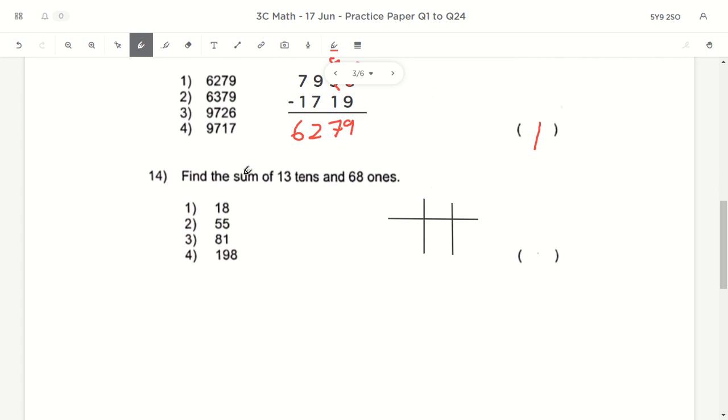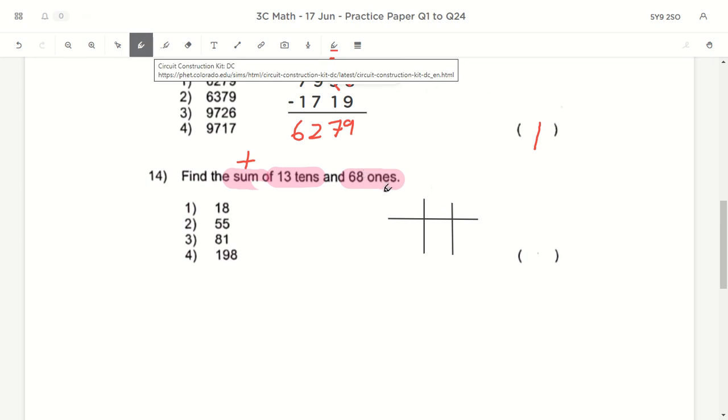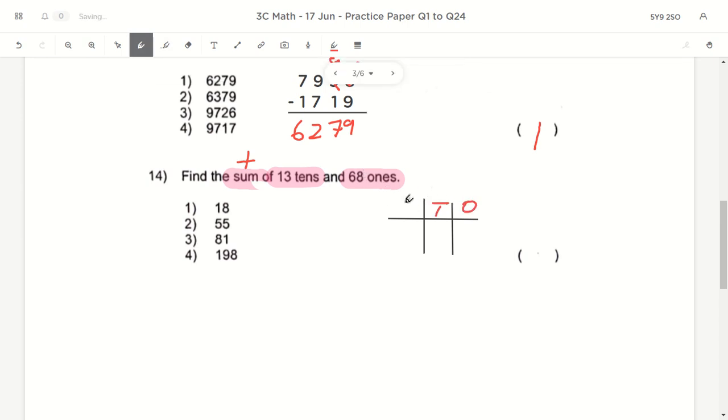Question 14. Okay, this is the difficult one again. Some of you don't understand why it's 13 tenths and 68 ones. Find the sum. Sum, of course, we know it is plus. What is 13 tenths? What is 68 ones? Okay, so use your place value chart. Let's do 68 ones. So this ones, this tenths, this hundreds. For example, 68 ones is here. Can I put 2 digits here? No, I have to regroup to the tenths, and I erase away this part. So 68 ones basically means 68.